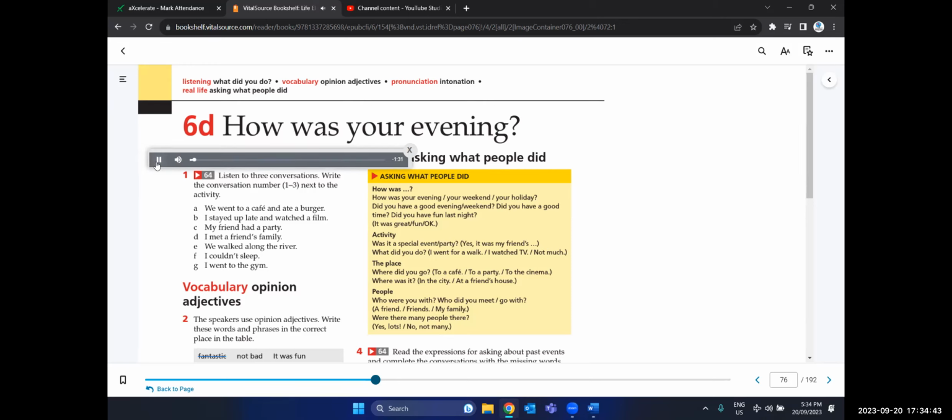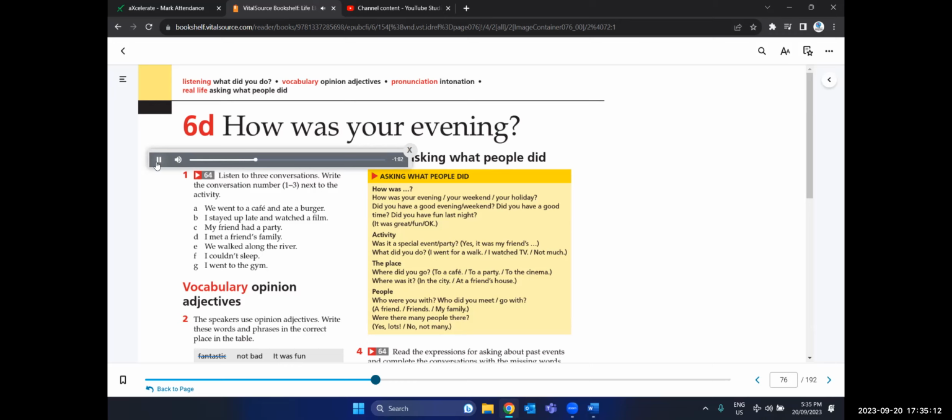Track 64. Unit 60. Conversation 1. Hi, how was your evening? It was great, thanks. Where did you go? To a new cafe in town. We ate a burger and then walked along the river. Who were you with? My brother and his friend from when he was at school.